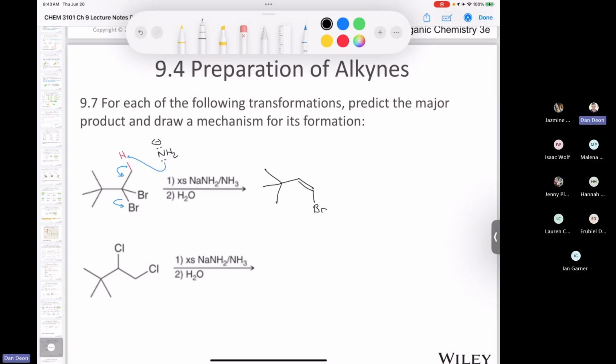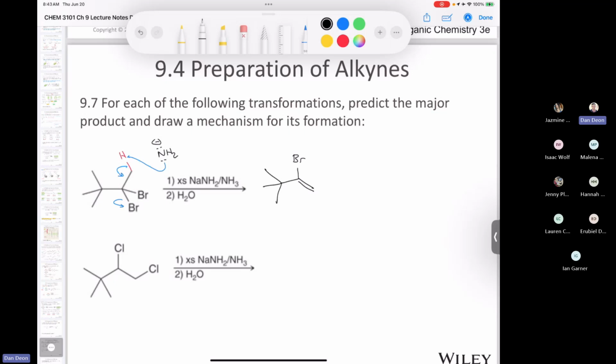What am I doing here? So 1, 2, 3. There we go. I was like, something wrong with my structure. There we go. I had the bromine in the wrong place. There we go. That's a little better.